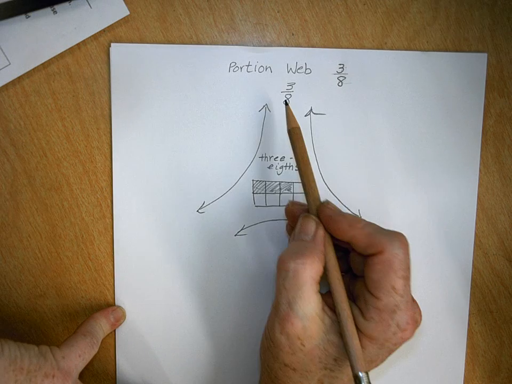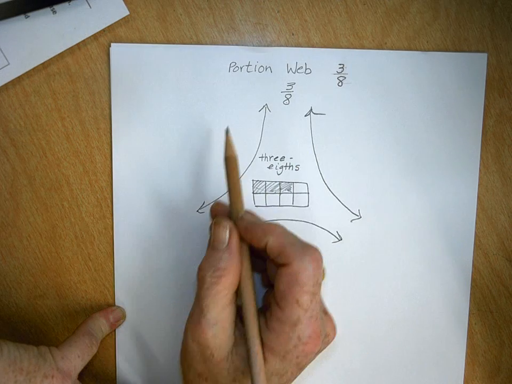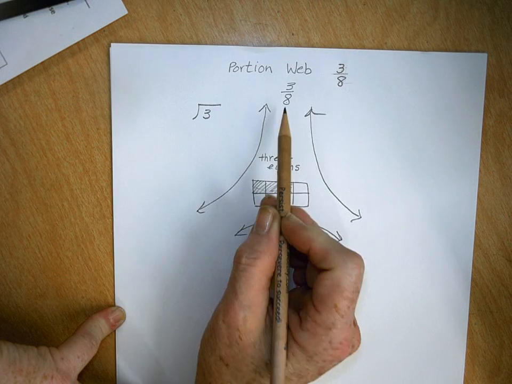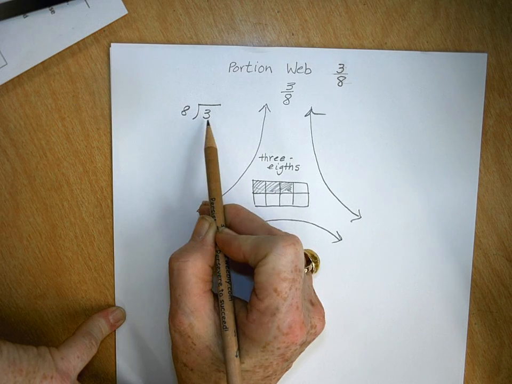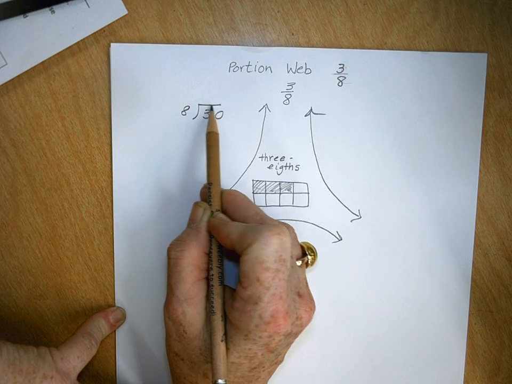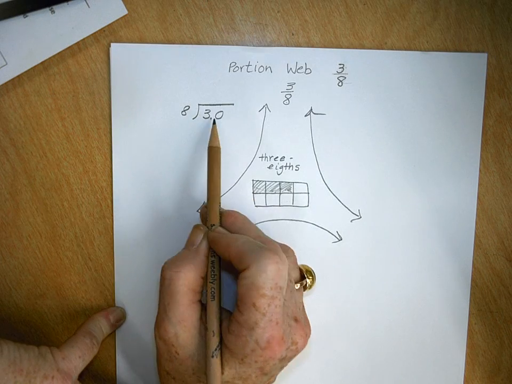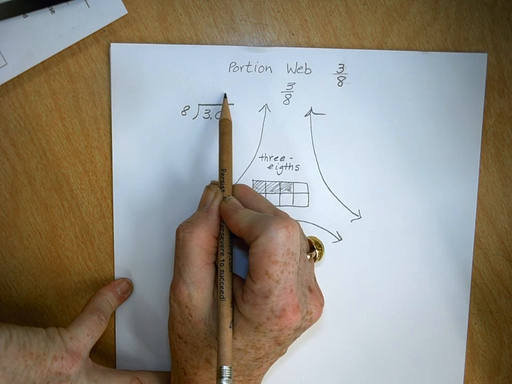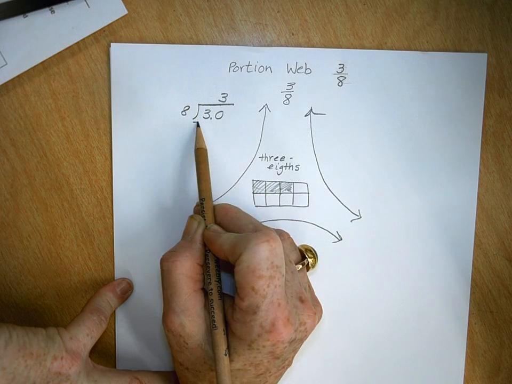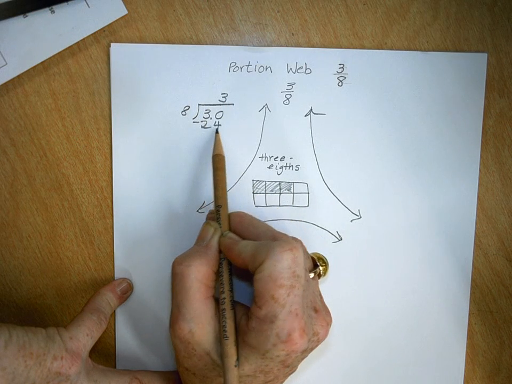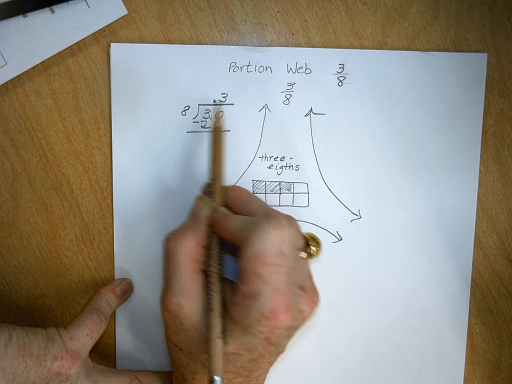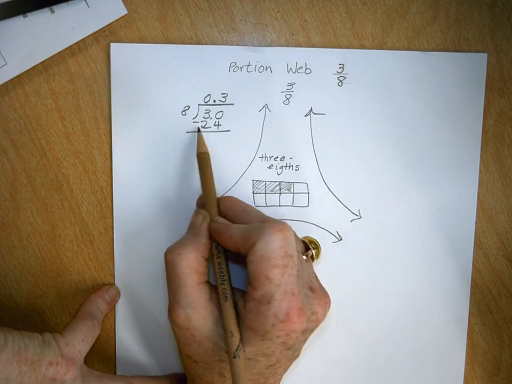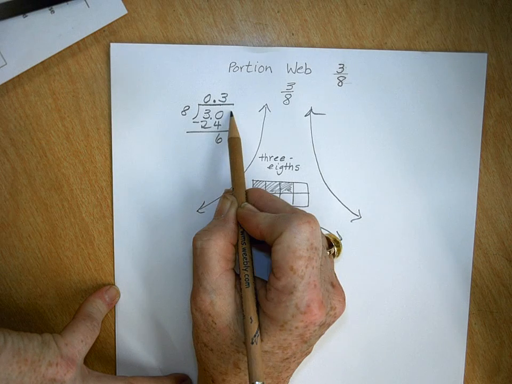Now I want to change it to a decimal, and to do that, I can use long division. So I'm going to divide 3 by my denominator 8. I add a decimal point and a 0. I ask myself, how many times does 8 divide into 30? And I know it can go 3 times for 24. Put my decimal point up here, a 0 over here because 8 does not divide into 3. I have a remainder of 6.